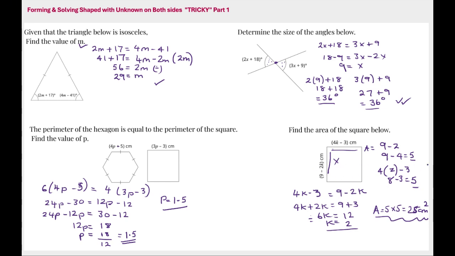So that's it. I hope you find them useful. I'm going to do a trickier one next, where there's more algebra involved. But for now, these are still tricky ones.